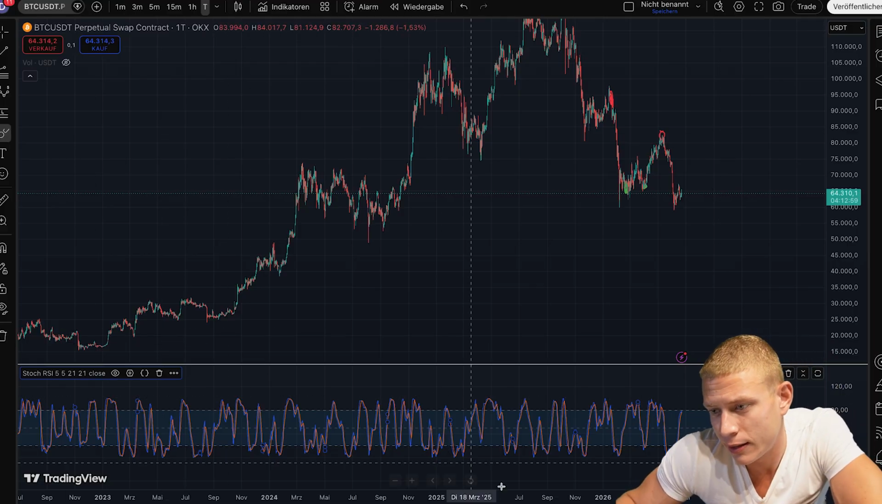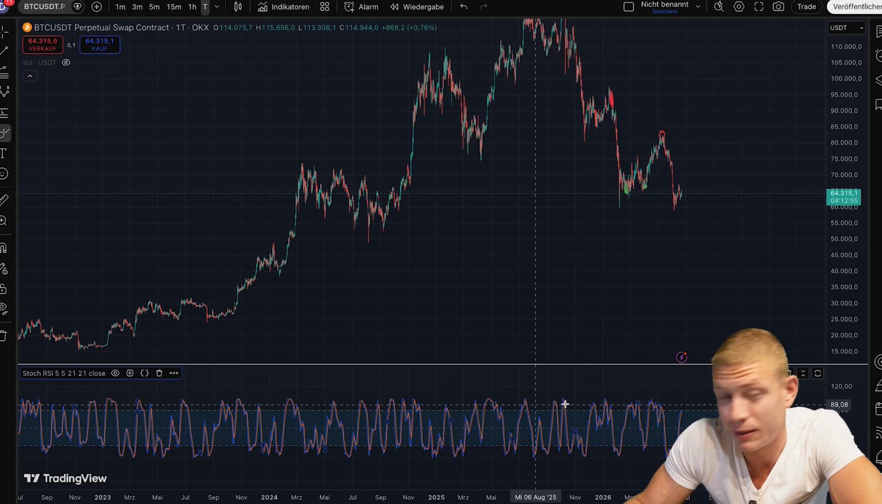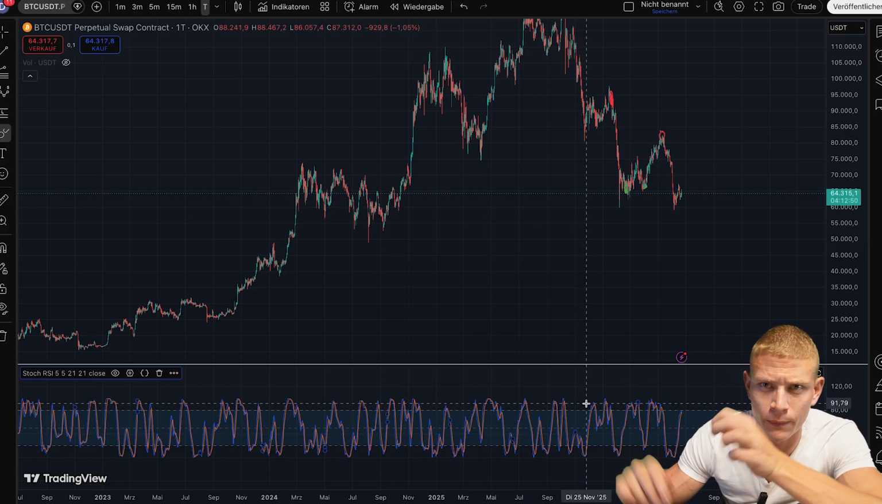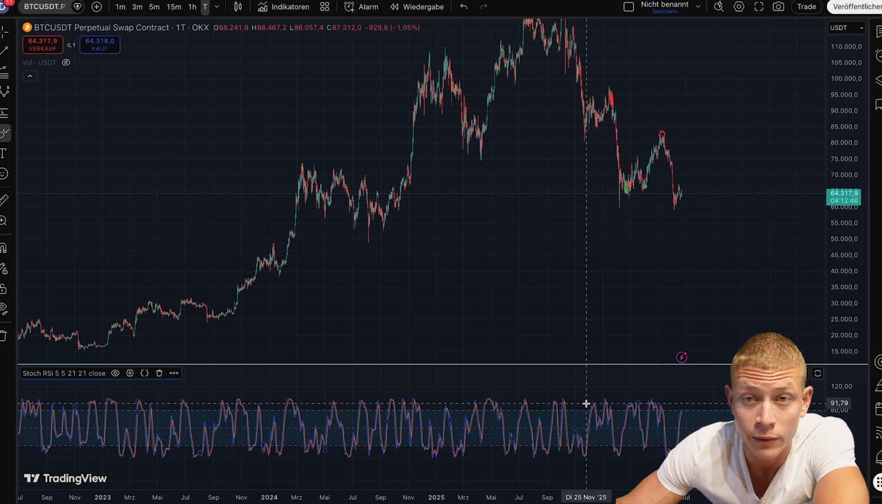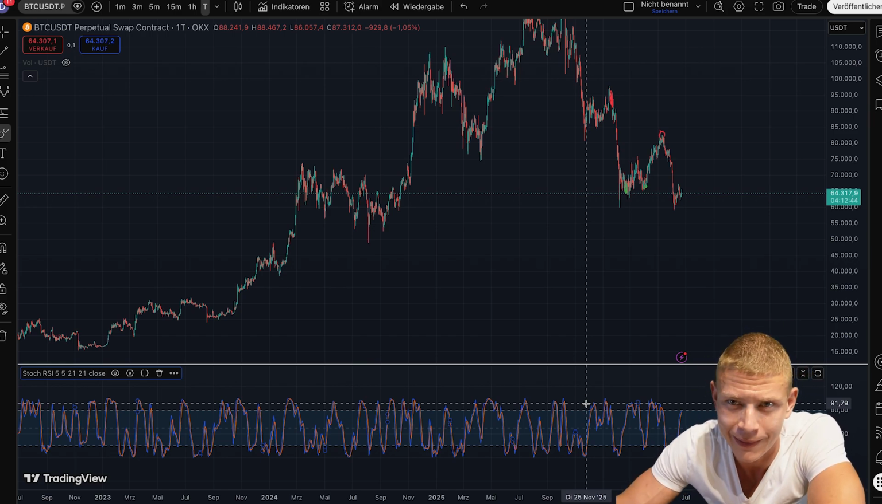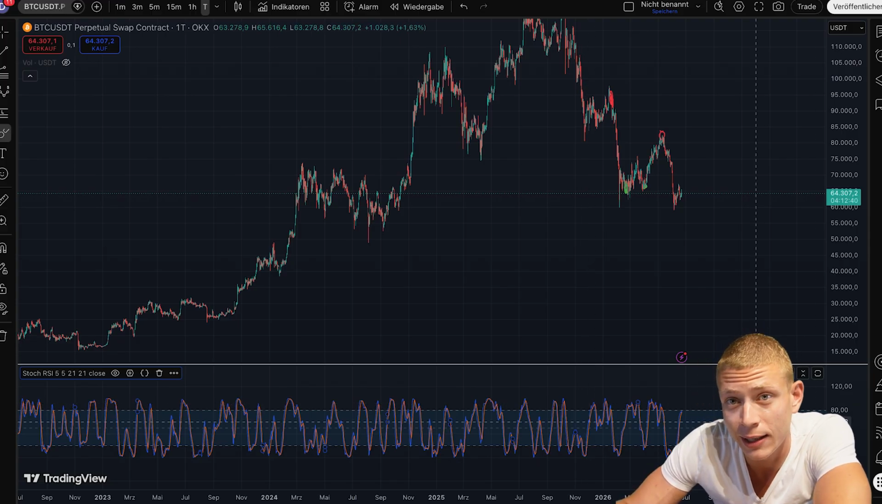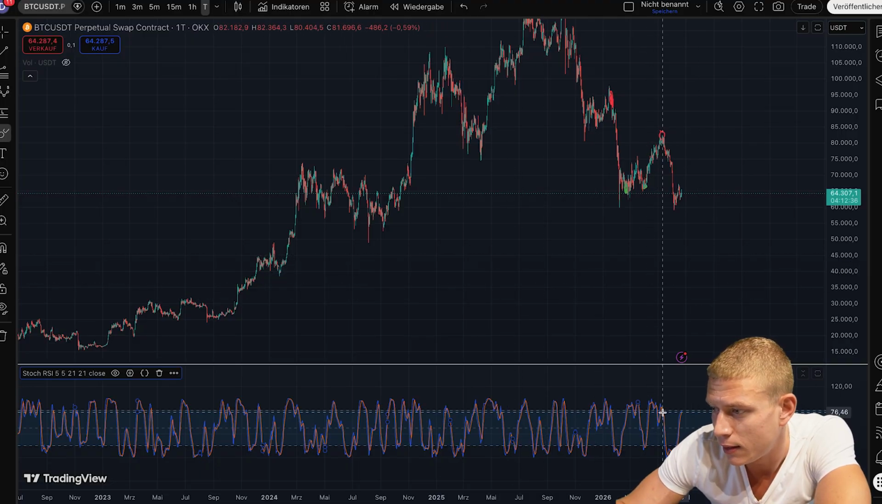That's why it's reacting a little bit faster. First of all, we have these divergences, but I would absolutely not work with divergences on the stochastic since it's way too quick and way too choppy. So don't look out for convergences or divergences on the stochastic RSI, please. That makes no sense. But the buying and selling areas are to be taken into consideration.